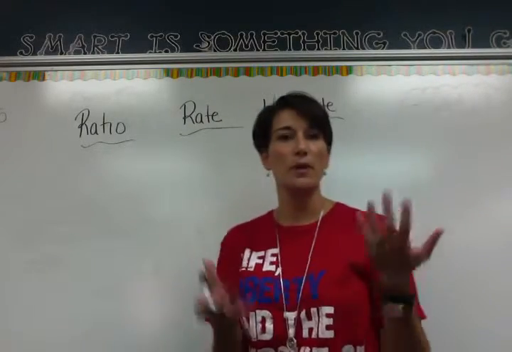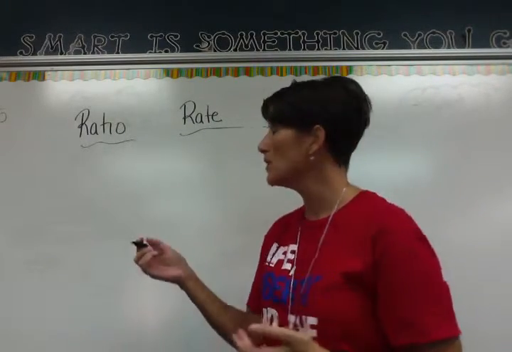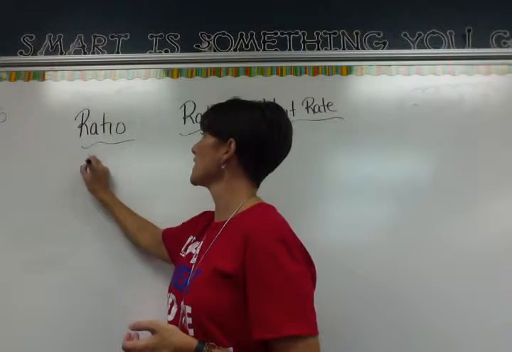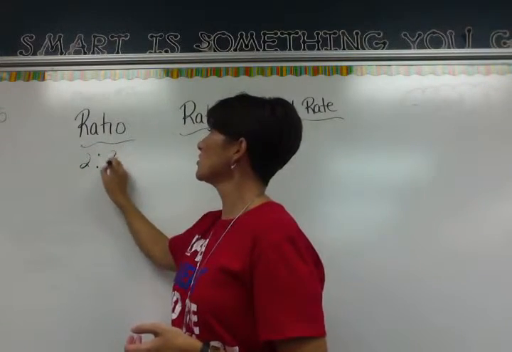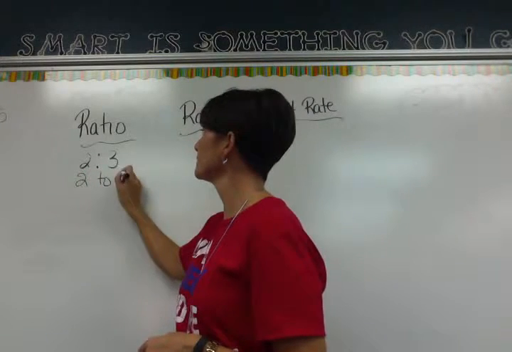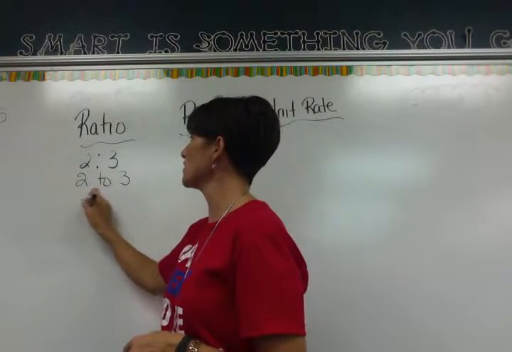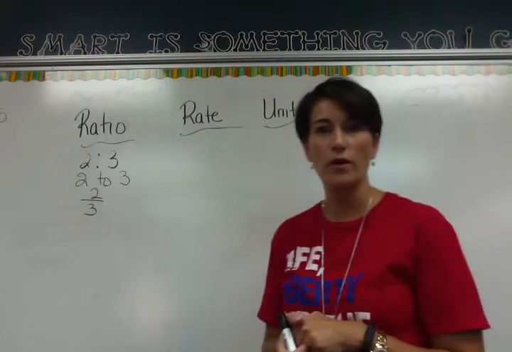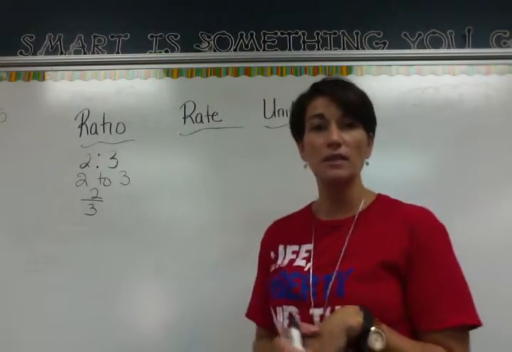A ratio is a comparison of two numbers. So it would look something like this: 2 to 3. It could also be written like this. Or sometimes they'll ask you to write it in a fraction form. And then sometimes they'll ask you to explain what this means.